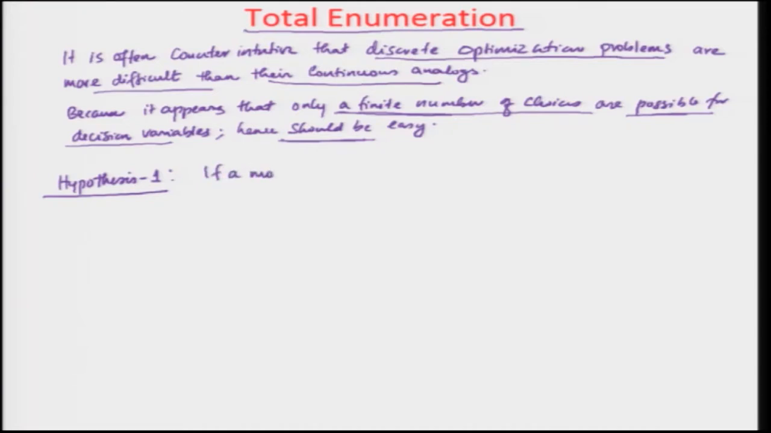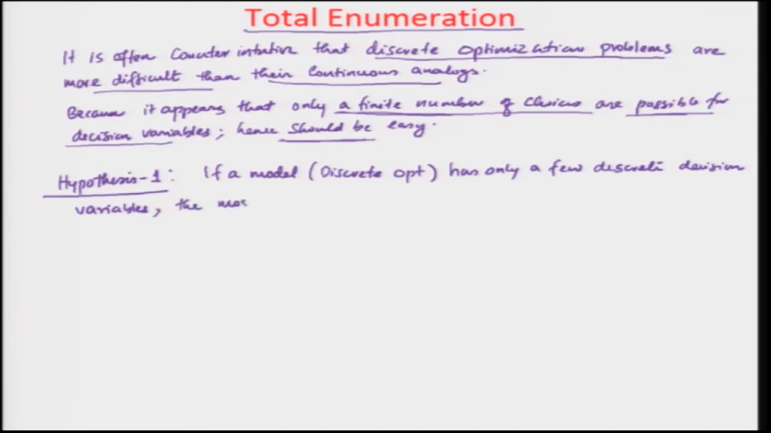If a model, that is a discrete optimization model, has only a few discrete decision variables, the most effective method of analysis is to enumerate all possibilities to obtain the optimal solution.